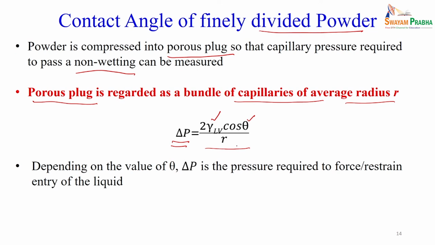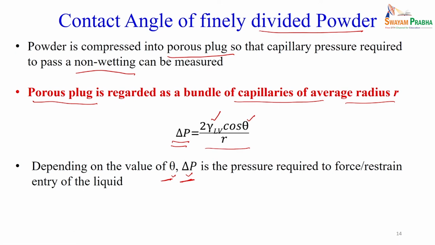We are considering how the non-wetting liquid is passing through n number of capillaries, or a bundle of capillaries with radius R. Depending on the value of theta, delta P varies. If you can measure delta P, you should be able to calculate the value of theta.